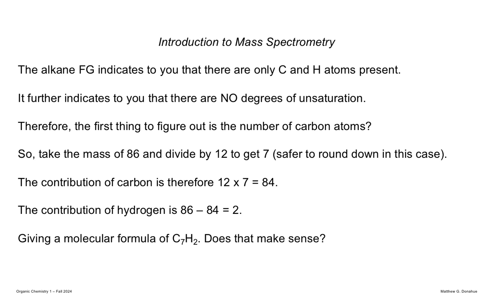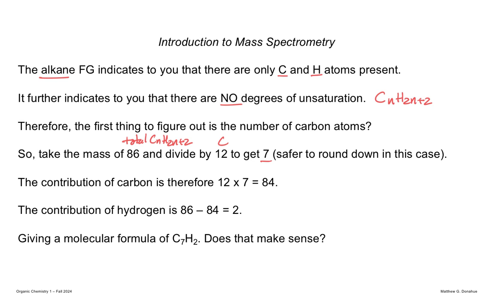And so this slide recaps that thinking. Again, alkane means only C and H are present. There's no degrees of unsaturation. So again, it has to be CnH2n plus 2, what we come up with. We took 86, divided by 12. Again, this is the total, CnH2n plus 2. 12 is the carbon contribution. We do that, we get 7.